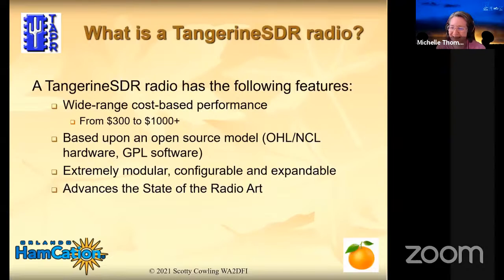The following features are a hallmark of Tangerine SDR. The idea is to make it modular, so there's a wide range of cost-based performance options from about $300 to over $1,000, depending on what kind of features you want to add. All open source hardware and software, and it's really going to advance the state of the radio art, we think.